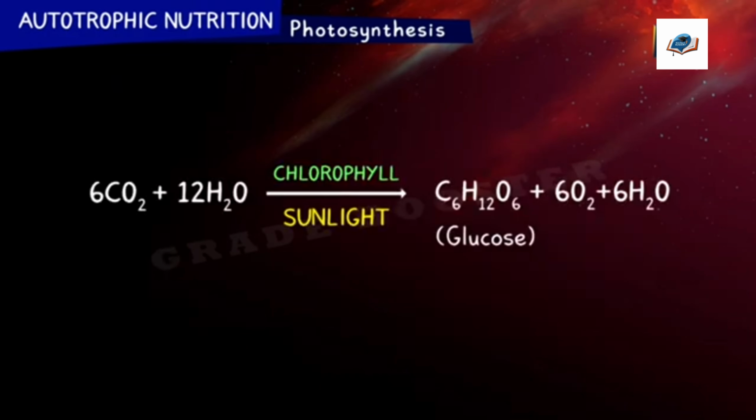Here we can see the chemical equation of photosynthesis. 6CO2 plus 12H2O gives rise to C6H12O6, that is glucose, plus 6O2, that is oxygen, plus 6H2O, that is water. So this reaction takes place in presence of sunlight and with the help of chlorophyll.